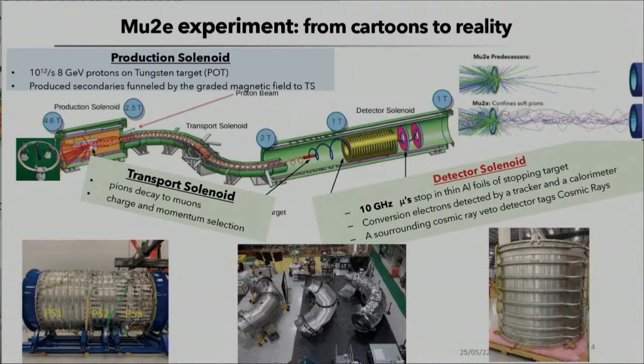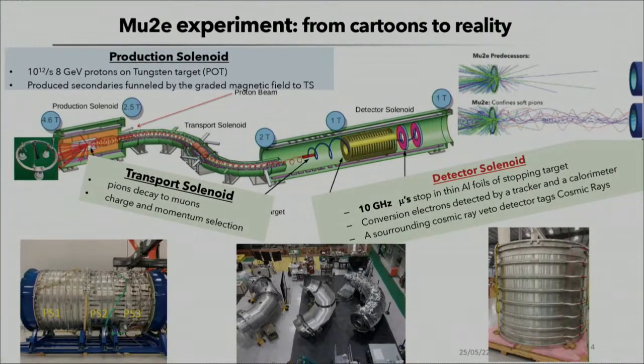In this process, we have a lot of pions produced as secondary particles. These pions are funneled, focused back, thanks to the graded solenoid system, into the transport solenoid, where they eventually decay into muons. These muons are charge and momentum selected. The muons enter the detector solenoid, where they hit the aluminum target, and eventually the muon that is stopped in the aluminum converts into an electron.